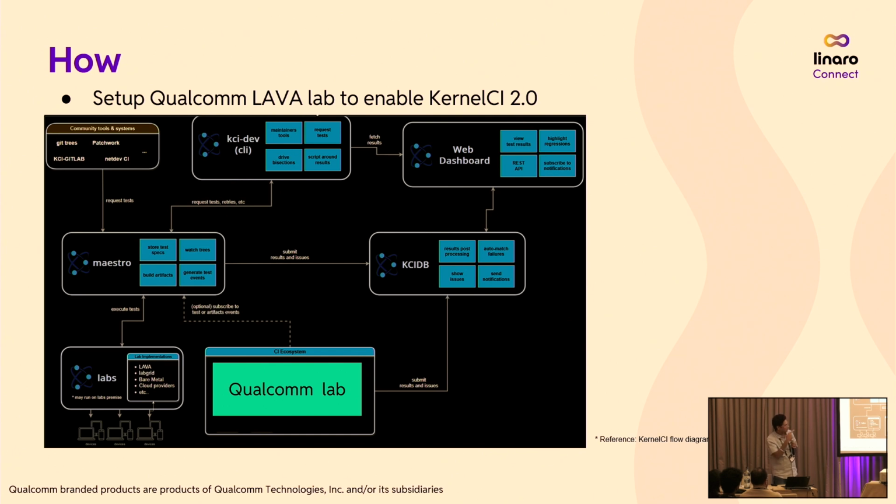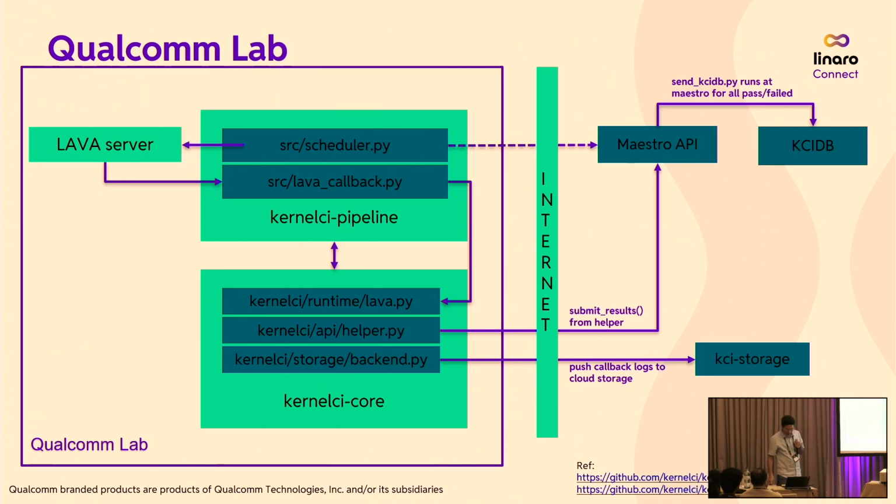Then you can see those results on their web dashboard. So that is the thing. A bit more of the designing part. The left side is the Qualcomm Kernel CI LAVA architecture. The right side is the kernelci.org CI/CD infra.